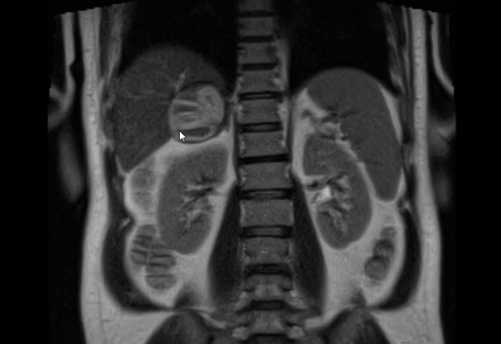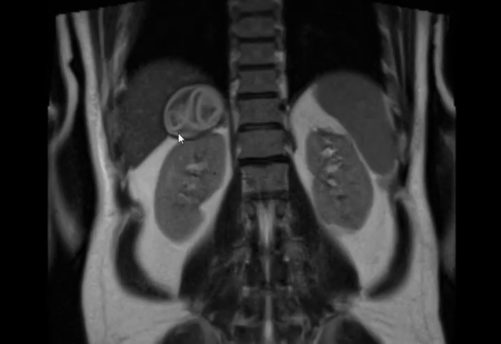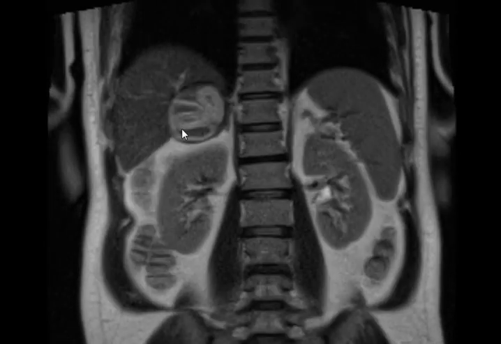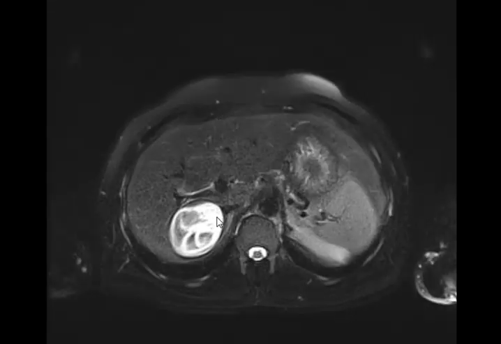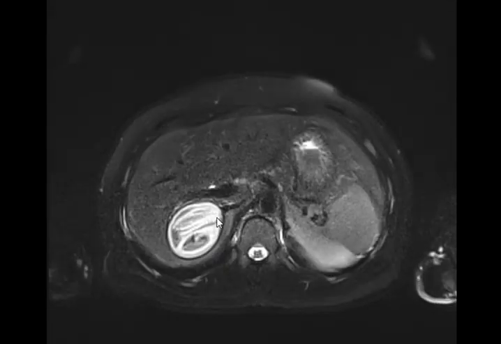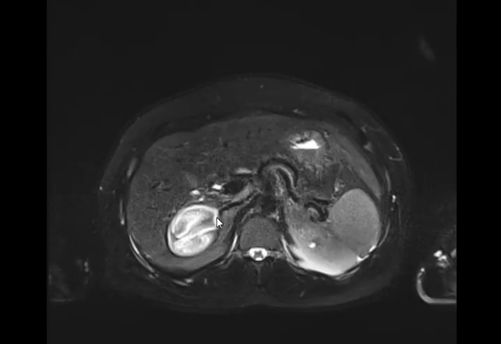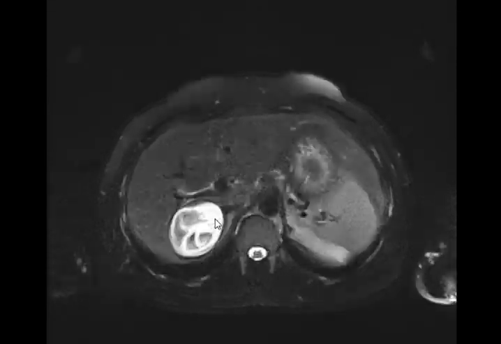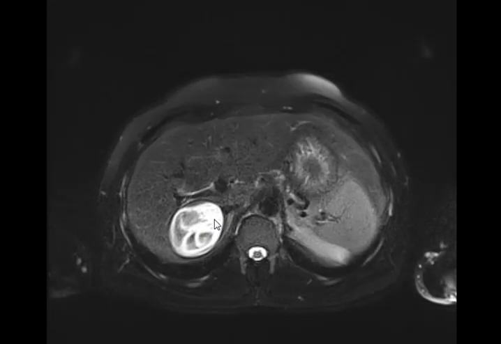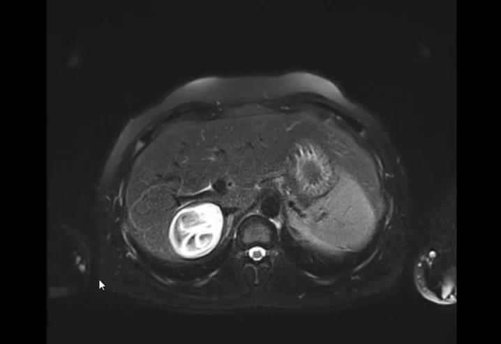Segment. Good, look at the other sequences. This is T2 also, with fat sat. The lesion is not suppressed on T2 fat sat, so it's not fat containing.